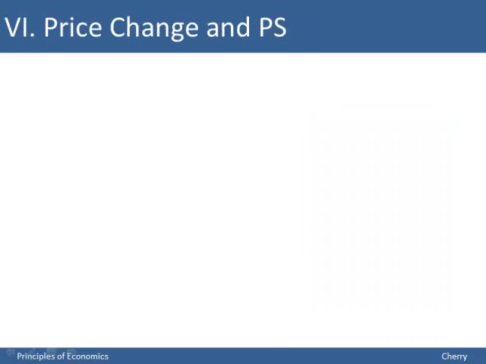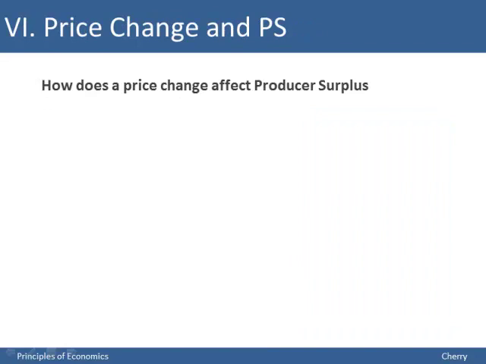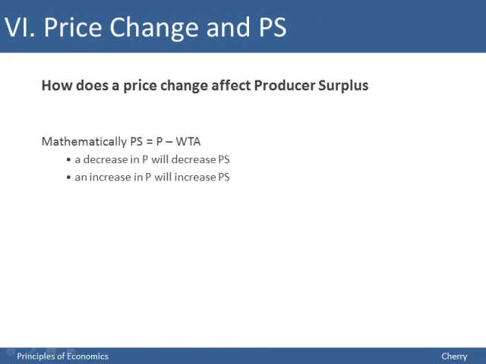So let's look at price changes and the producer surplus. How does the price change affect producer surplus? So first, let's look at it mathematically. We know that producer surplus is the price minus willingness to accept. So just looking at this equation, you can see what happens to producer surplus if price goes up or down. If prices go down, that's going to decrease producer surplus. If prices go up, that's going to increase producer surplus.